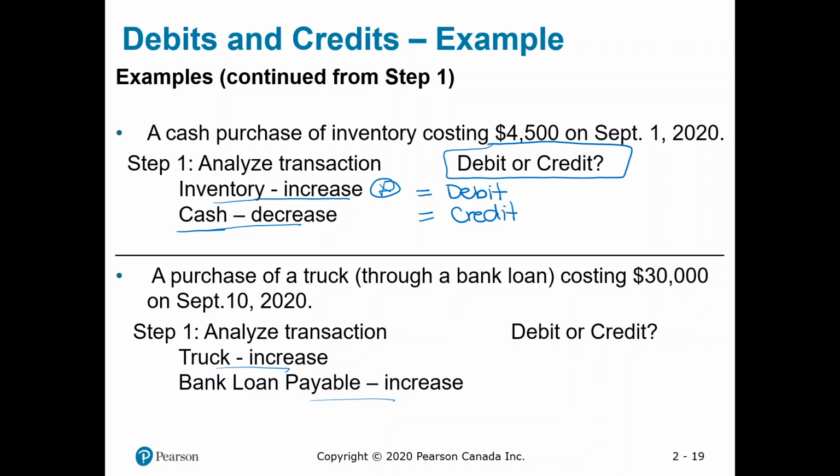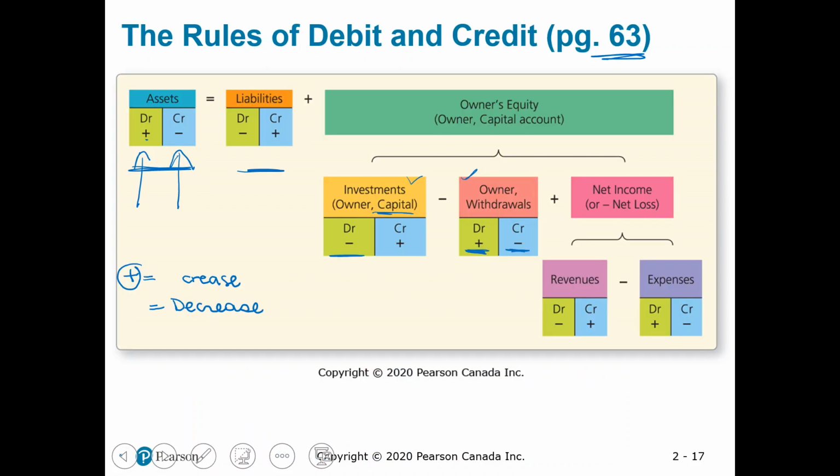For the second example, where we purchased a truck through a bank loan, we said we have a truck and it's increasing. Again, the truck is an asset account. It's something that has that future benefit to us. It's increasing, so like inventory above, this will be a debit. And now the bank loan payable. So payable, we owe someone money. This is what type of account? Right, it's a liability, and it is increasing. So if we go back, we have a liability that is increasing. So this will be a credit.